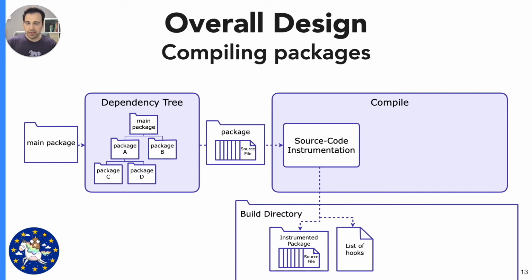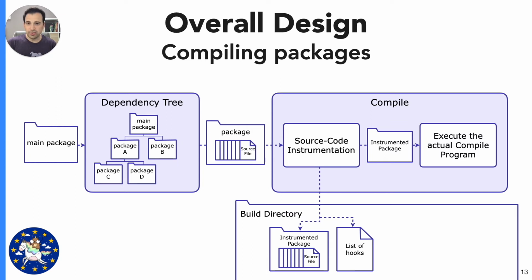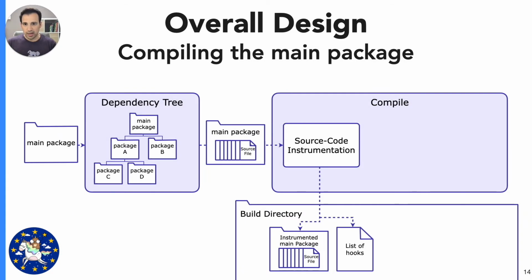Once we are done, we can then forward the original call to the actual compile program, but now using the instrumented package source files in the build directory. So the result is therefore the instrumented archive. Now when compiling the main package, a few more things must be done.